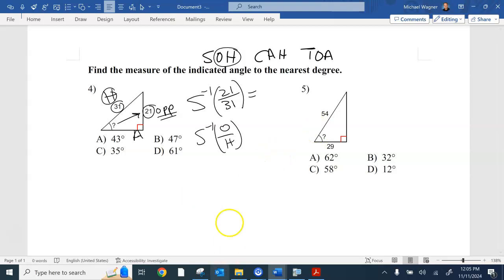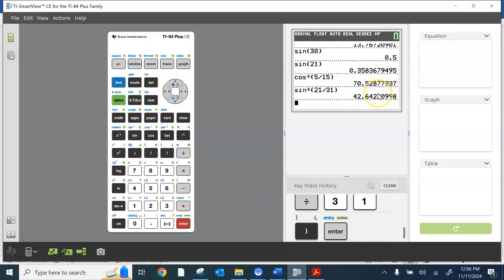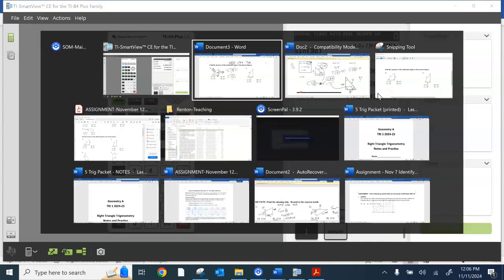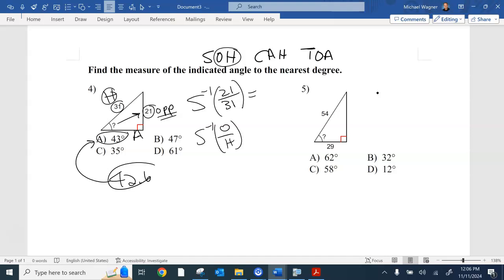Okay, again, we get our calculator, again, second sine 21 divided by 31, parenthesis, enter, and we get 42.6. Now here you're going to have to do some rounding, okay, to the nearest integer. So 42.6 is going to be 43. So just round to the nearest whole number.